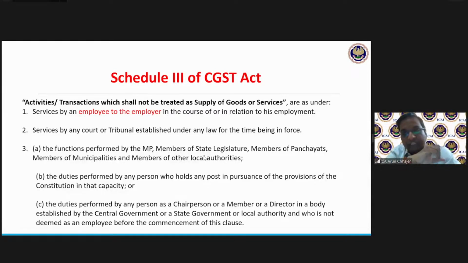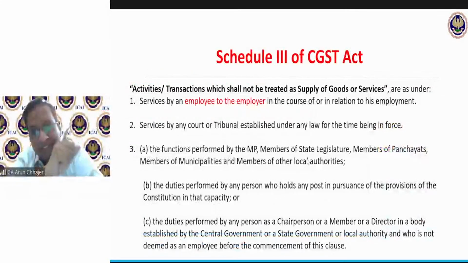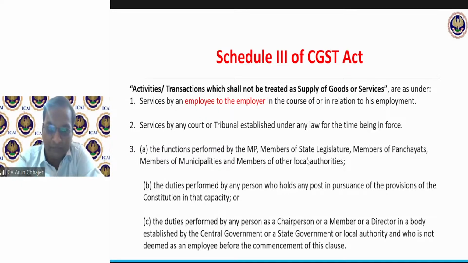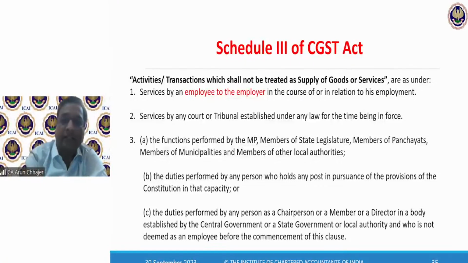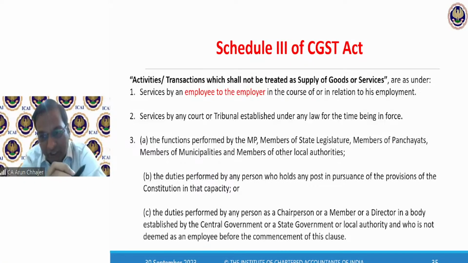So Schedule 3 क्या चीज का है? We all know that Schedule 3 is the negative list. Absolutely correct. Negative list means activity or transaction which are neither goods nor services. That is Schedule 3. There are a total of 8 activities in Schedule 3 and also there are 2 more notifications which we will discuss.